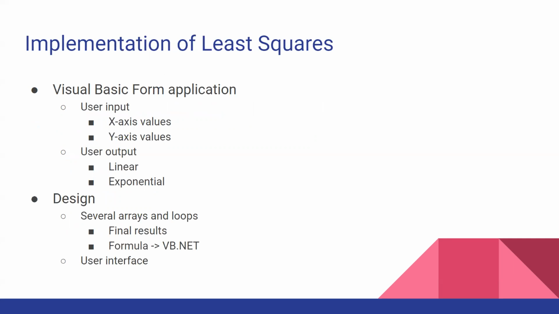So for the implementation of the least squares, I created a Visual Basic form application that accepted a user input for the x-axis and y-axis values, and it simply outputted the linear and exponential function. The design of the program was just several arrays and loops, and it outputted the final results on screen. In order to print the results, the formula from the slide was just converted into code, which was VB.NET, and there's a user interface allowing the user to simply compute both linear and exponential.